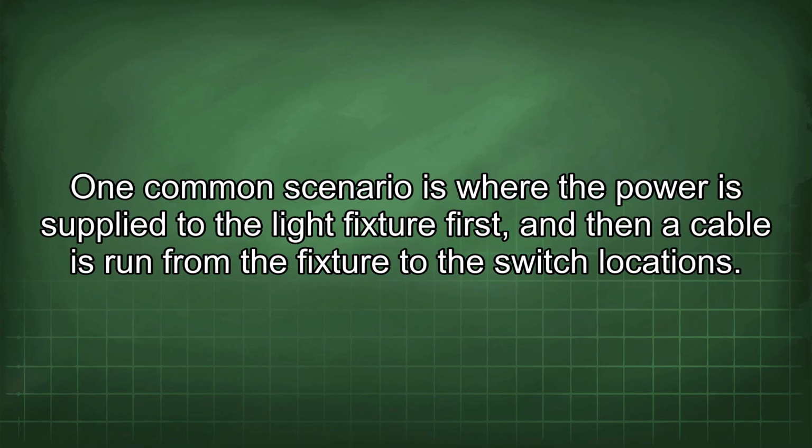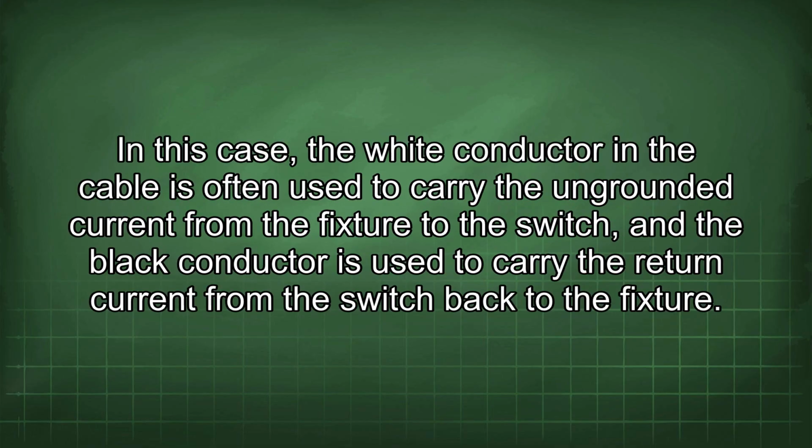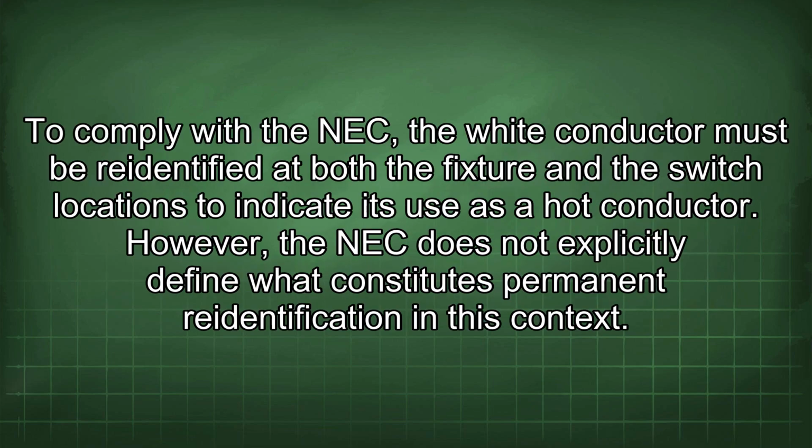One common scenario is where the power is supplied to the light fixture first, and then a cable is run from the fixture to the switch locations. In this case, the white conductor in the cable is often used to carry the ungrounded current from the fixture to the switch, and the black conductor is used to carry the return current from the switch back to the fixture. To comply with the NEC, the white conductor must be re-identified at both the fixture and the switch locations to indicate its use as a hot conductor.